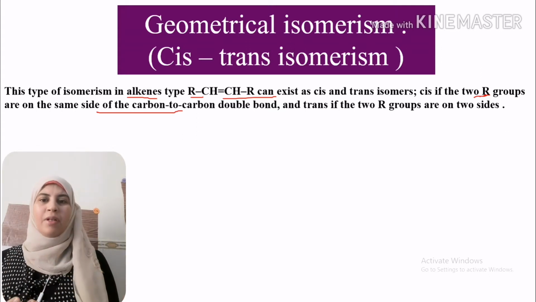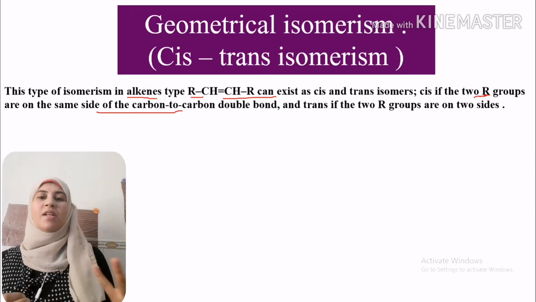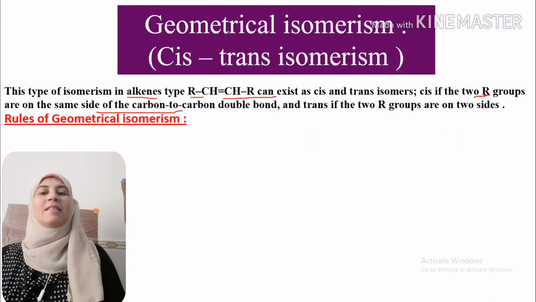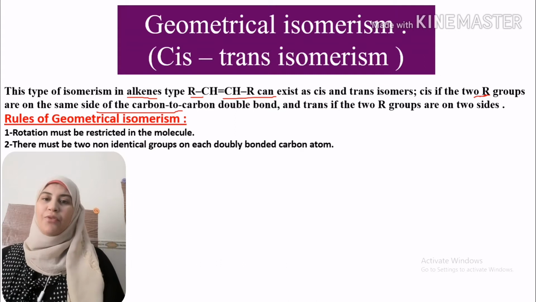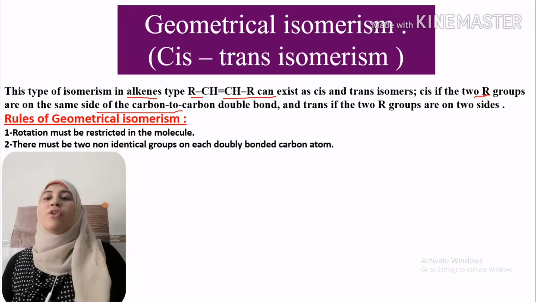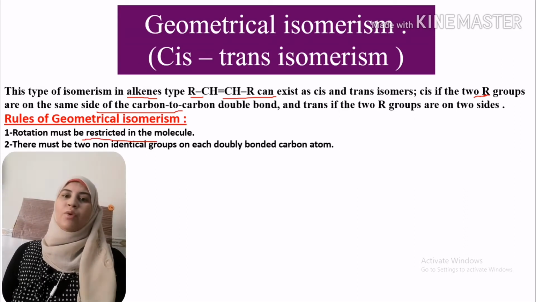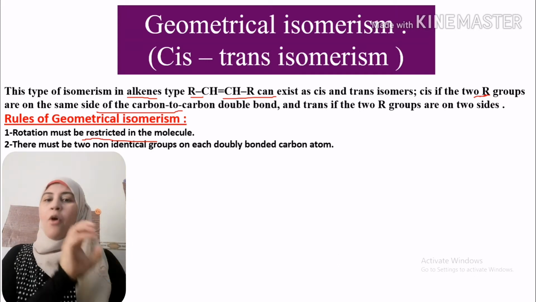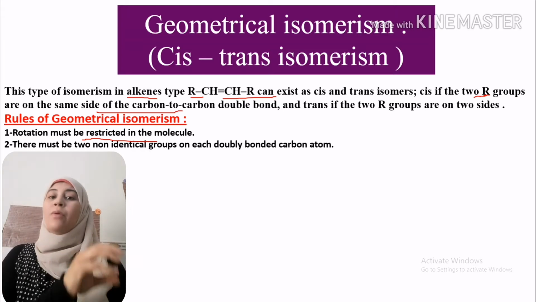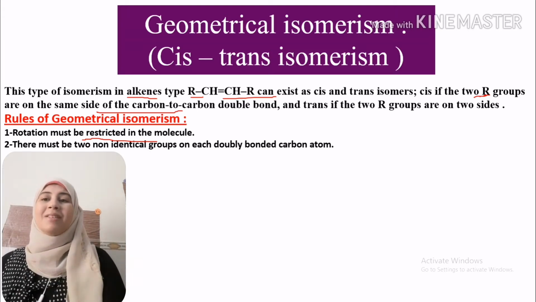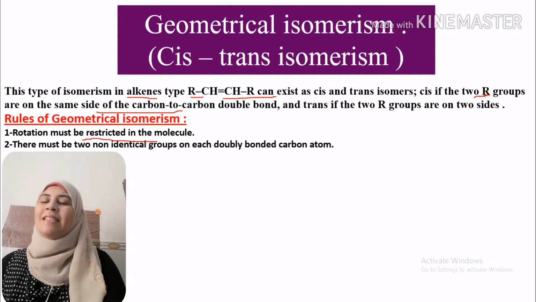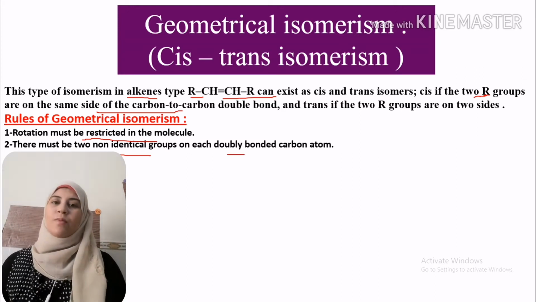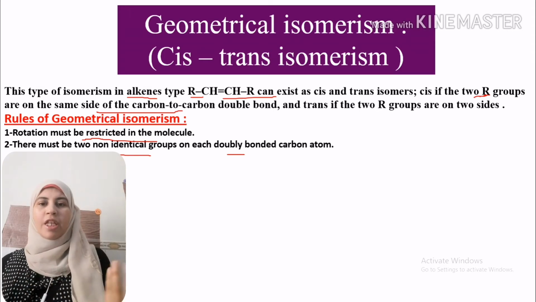Let's have many examples to understand the meaning of cis and trans isomerism. We have specific rules for knowing the geometrical isomerism. At first, we must have restricted rotation in our molecule. To have restricted rotation, we must have an alkene or another compound, a cyclic compound. We must have two non-identical groups: two different groups attached to the double bond carbon atoms. You will understand it more and more with examples.